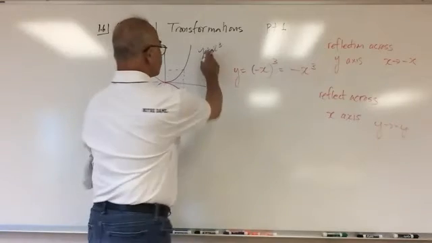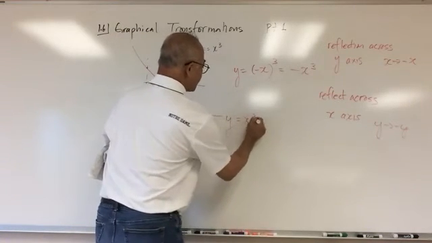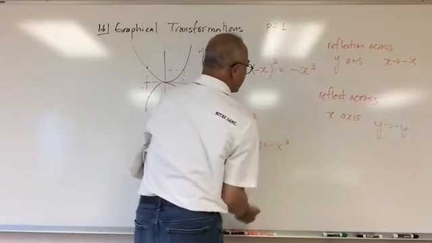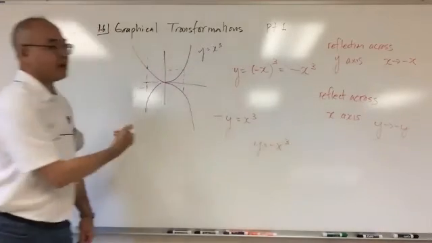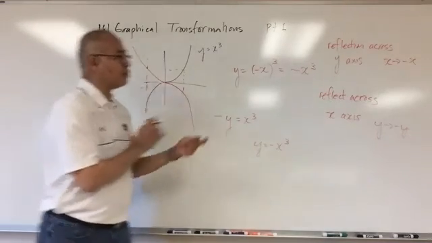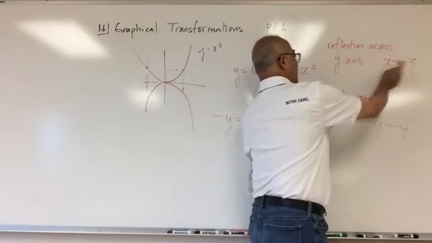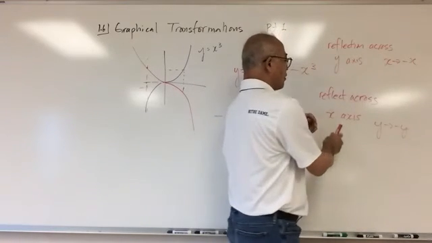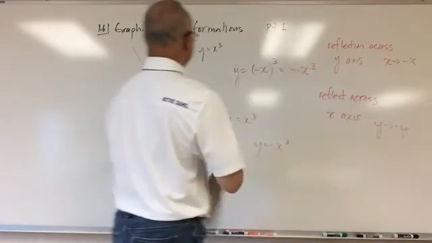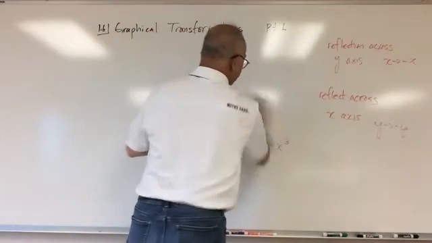Okay, so I start with this guy. If where y is, I'm going to put -y, x cubed. So y is going to be equal to -x cubed. Coincidentally, they're the same thing. I kind of chose the wrong thing here, but they're the same thing. But whenever you reflect across the y-axis, where x is, you put -x. And if I'm going to reflect across the x-axis, where y is, I'm going to put -y. Okay? So let's go and see if we can do some of these.